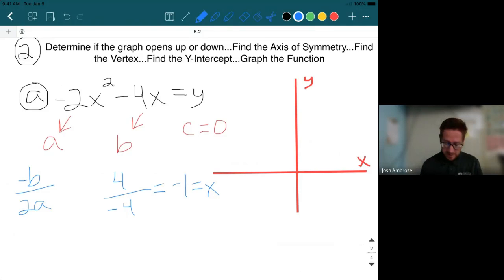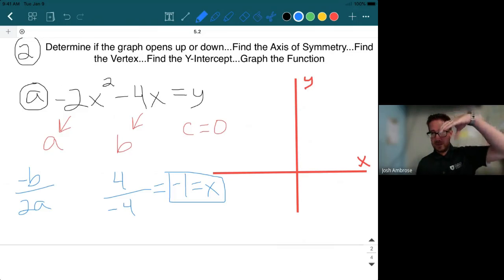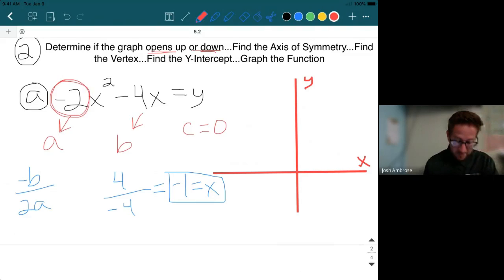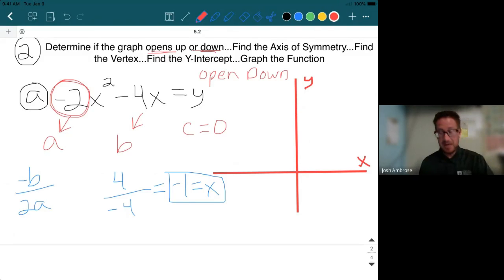Okay, so now we have the axis of symmetry. This is part of what we were asked to do. If you look at the directions, technically the first thing was determine if the graph opens up or opens down. What do I focus on there? Opens up, opens down. Focus on this value right here. That value is a negative. So we will say this is going to open down. If A is a negative, opens down. A is a positive, opens up. So we have the first part done, the second part done.